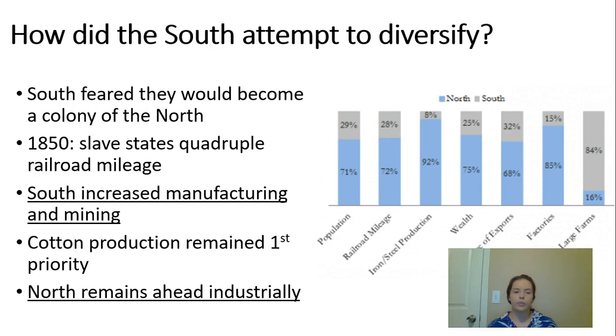So we'll see, as a result, what the South is going to do is they're going to quadruple railroad mileage by 1850. So we see the South decides that they're going to take the step in industrializing, and we'll even see that the South is going to increase manufacturing and mining. However, cotton production is still going to remain the number one priority of the South. That's their main way of making money. It's the main way of sustaining the economy. So even though they do agree that, okay, we'll try this industrialization, they still have to put their main efforts into that cotton production. And so as a result, the North is still going to remain ahead industrially.